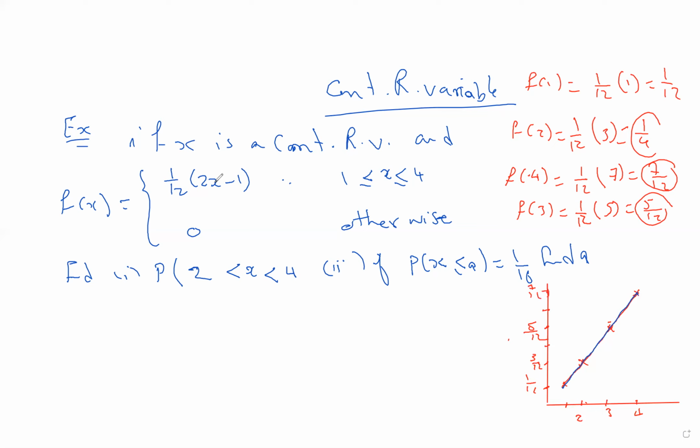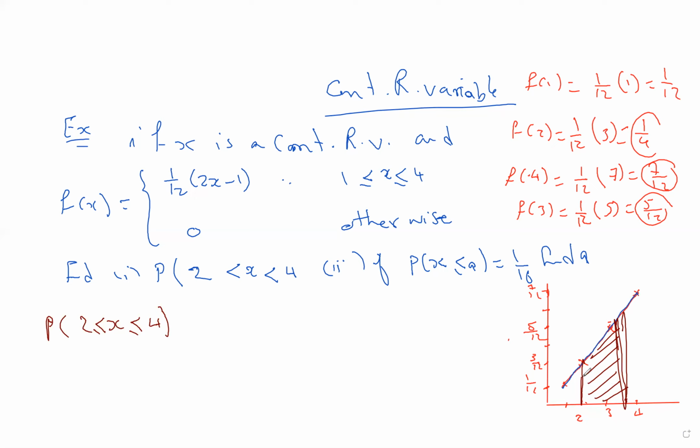Let me solve. The probability of x greater than or equal to 2 and less than or equal to 4 is this area between 2 and 4. So we need this area, the area under the curve and above the x-axis. Probability means the area between the curve and the x-axis. And this figure is represented by a trapezoid. We can find this area to find the probability of the continuous random variable in this function. So we need the area of the trapezoid.